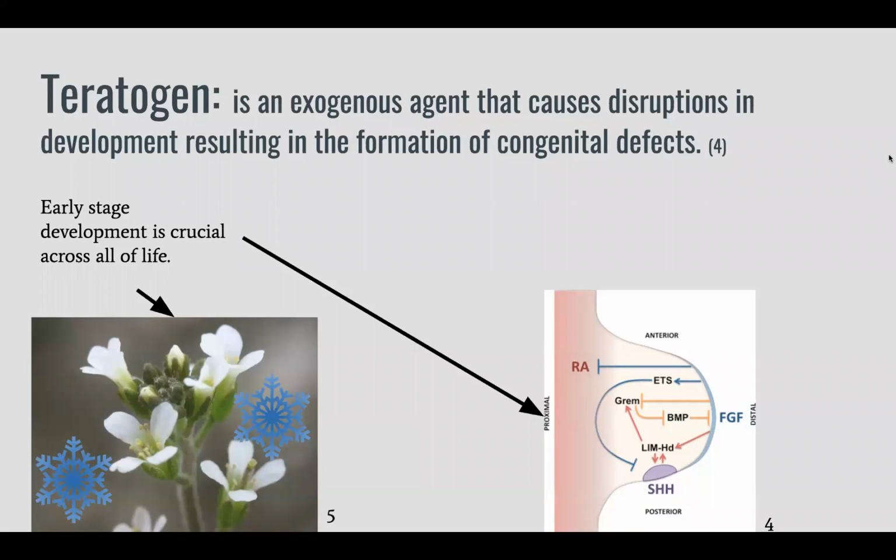Teratogens, as defined by Gilbert and Baresi, are exogenous agents that cause disruptions in development, resulting in the formation of congenital defects. The beginning of development is crucial for any organism, as we have observed with the vernalization in Arabidopsis, all the way to the necessity of both RA and FGF present in limb bud development. The picture on the bottom left is Arabidopsis daydreaming of its previous snowy days, and the picture on the right is of a limb bud developing with the antagonistic relationship.